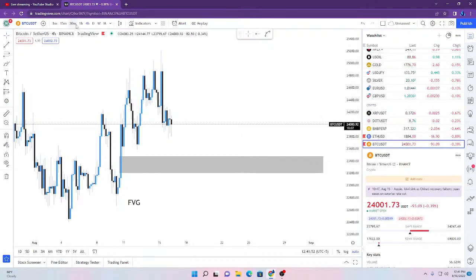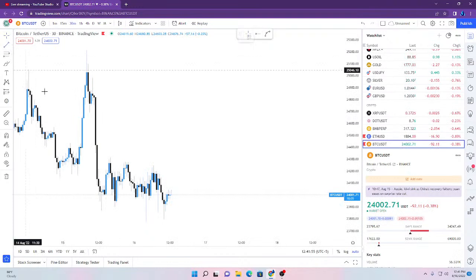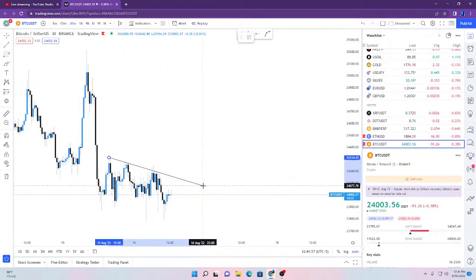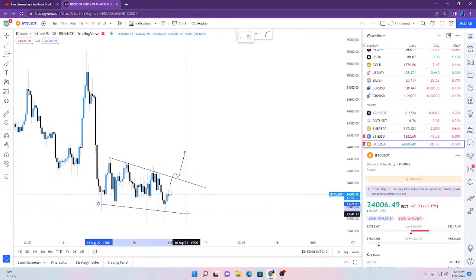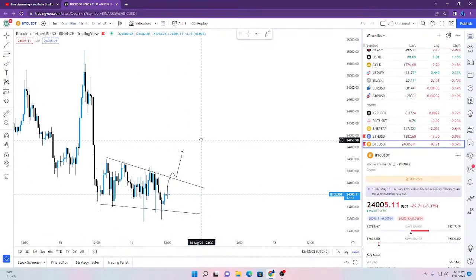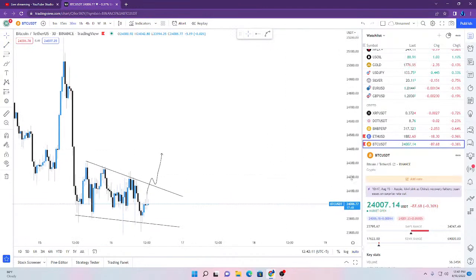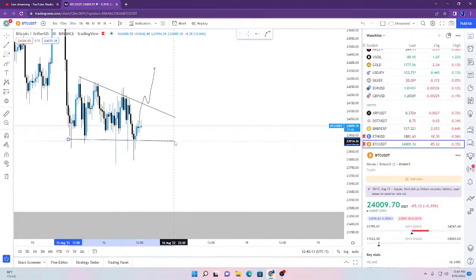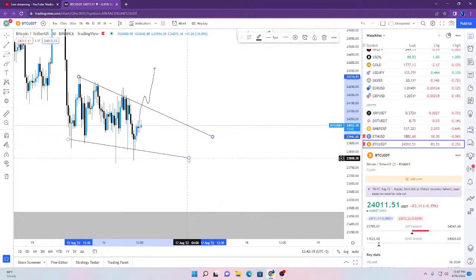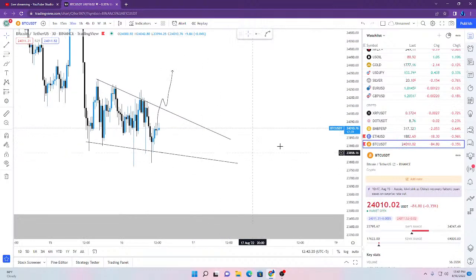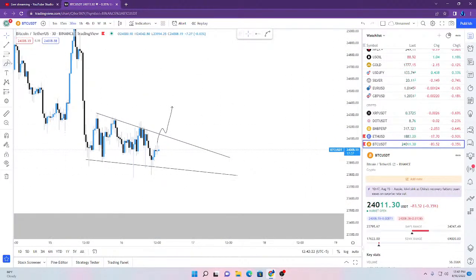Okay, what I think for Bitcoin right now is, until you break this zone, until you break this trend line above, we can't say much about Bitcoin. This is a falling wedge. You can consider this as a falling wedge too, which is usually a bullish pattern formed in a downtrend. As you can see, it's a clear downtrend too, and then we got a falling wedge.